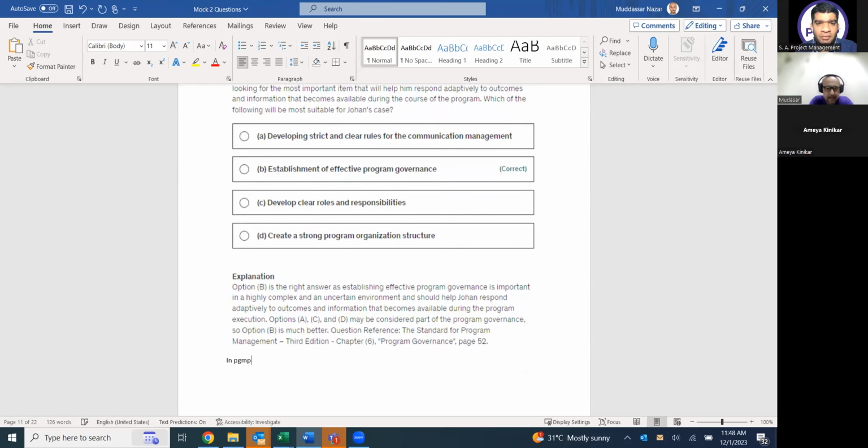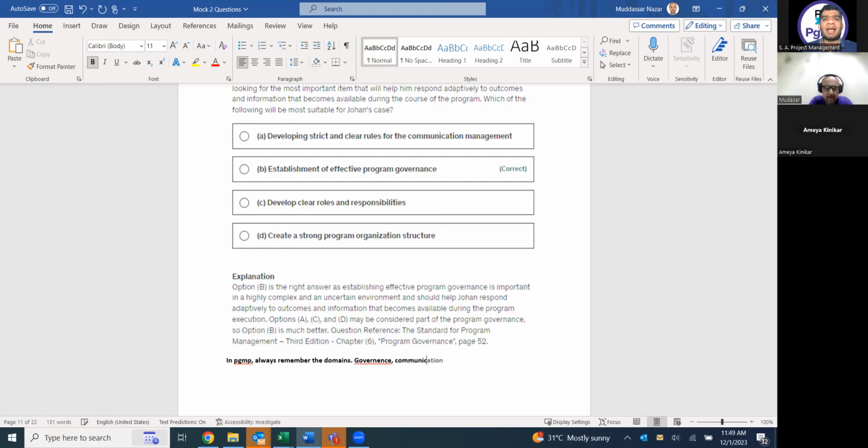Establishment of effective program governance. Even you develop clear roles and responsibilities. Yes, it's a good option, but we are not even in the stakeholder domain. I didn't make the stakeholder metrics in PgMP. I just identify the stakeholders, address stakeholder analysis. I made a stakeholder engagement plan. Create a strong program organization.